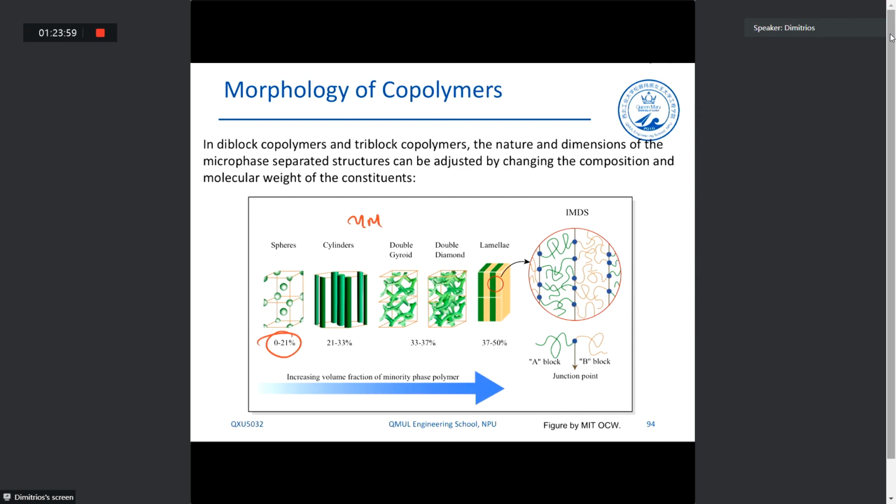And you can see that for spheres, we have volume fractions in the order from 0 to 20%, cylinders 21 to 33, this complex structure from 34 to 37, and 38 to 50.